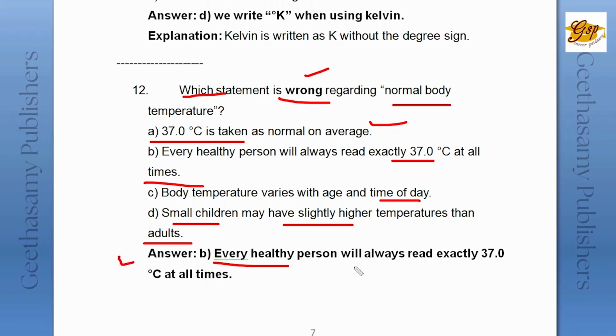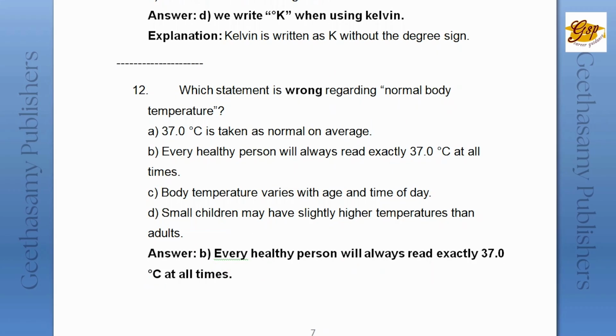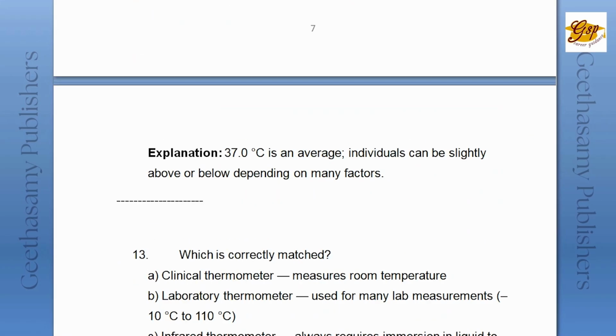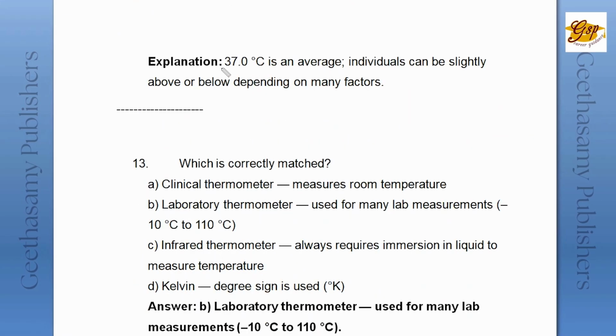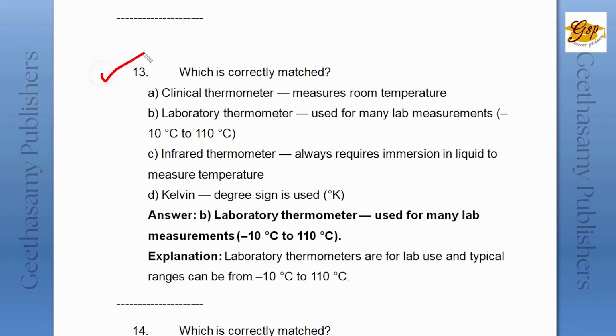Every healthy person will always read exactly 37. No, it is not every time. There may be little variation also. So that is wrong. So the explanation is that 37 degrees is an average. Individuals can be slightly above or below, depending upon the factors. Right? That's fine.